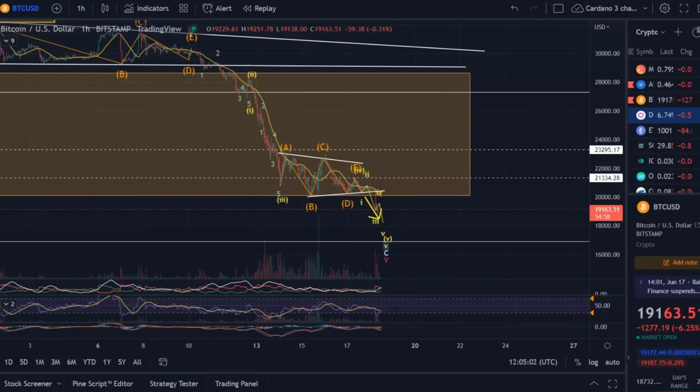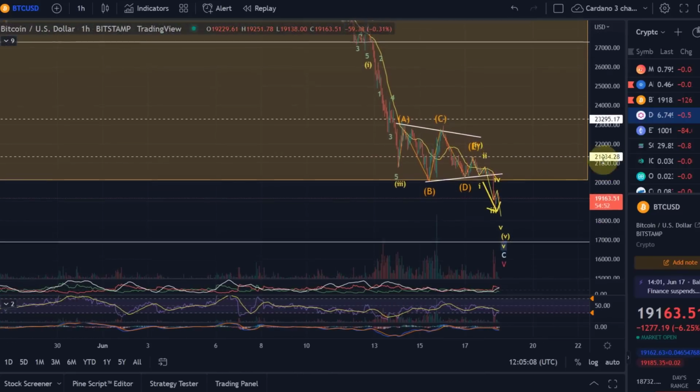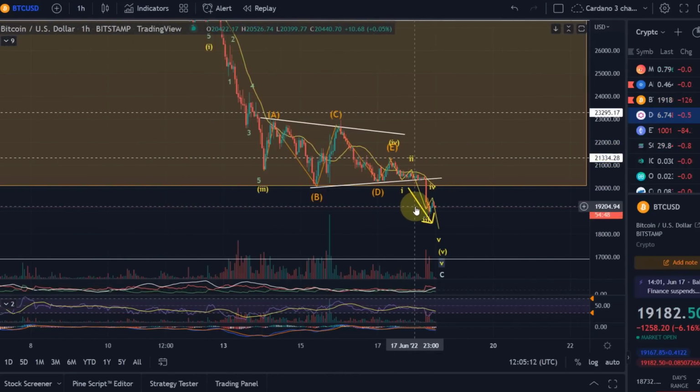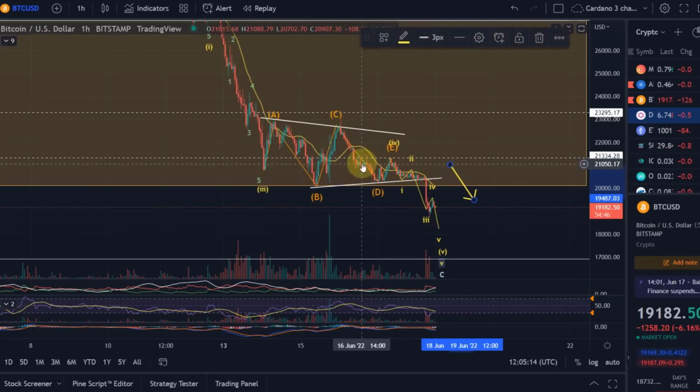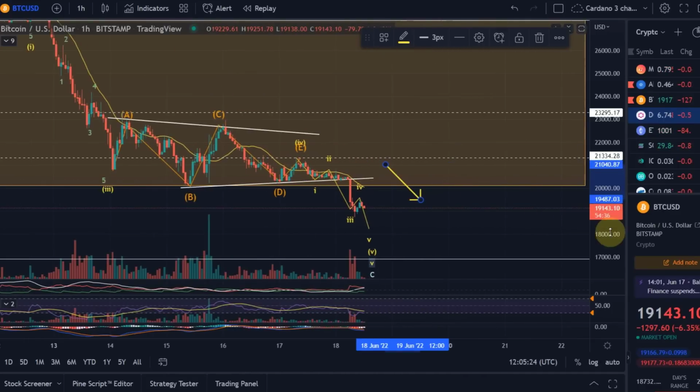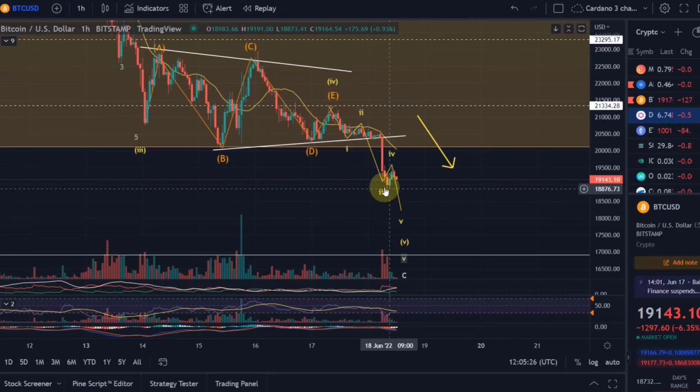Yeah, so now I've got a bit more time to breathe actually. I wanted to get the previous Bitcoin video out quite quickly, and now we have a chance to look at what is actually happening here. As my primary expectation outlined already, we would break out of this triangle to the downside. This has happened, and we've already come into the target area of that wave 3.